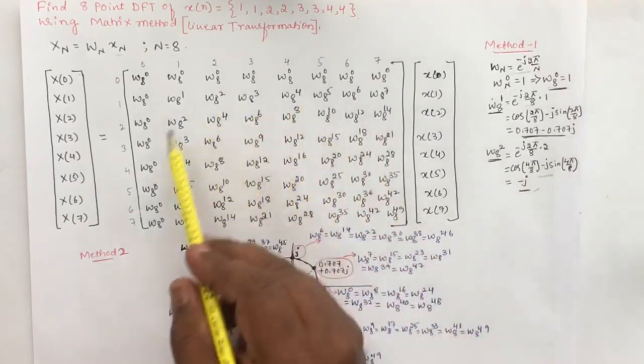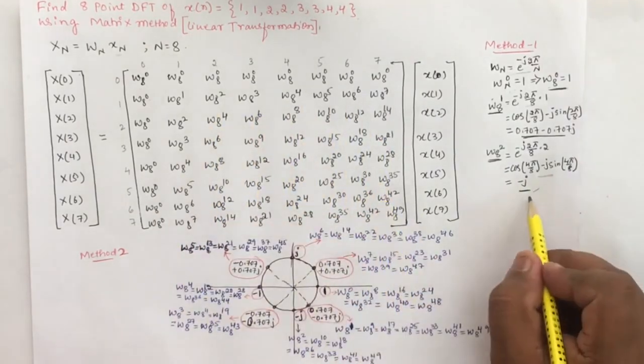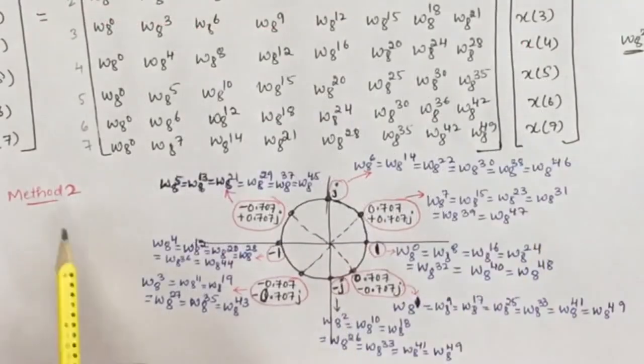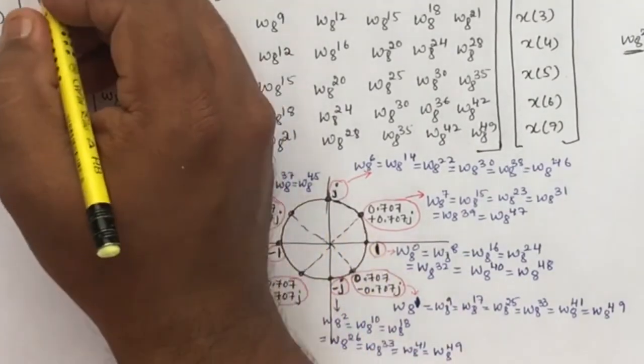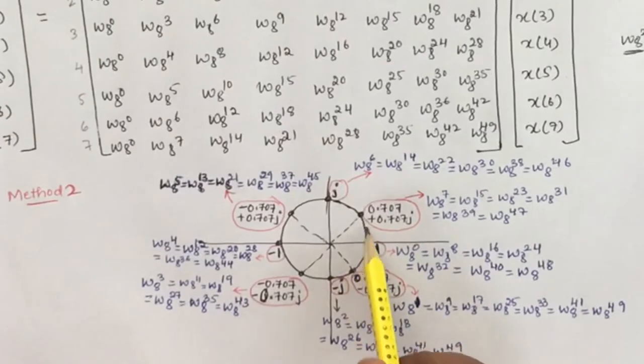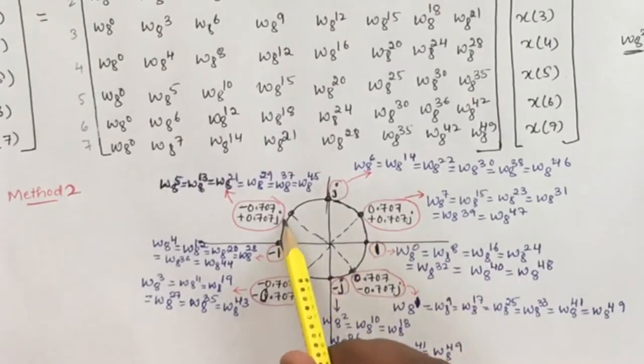Likewise, you can find all the values of the twiddle factor. This is the first method. In the second method, we can consider the unit circle. Since it is an 8-point DFT, we can divide the unit circle into 8 points.